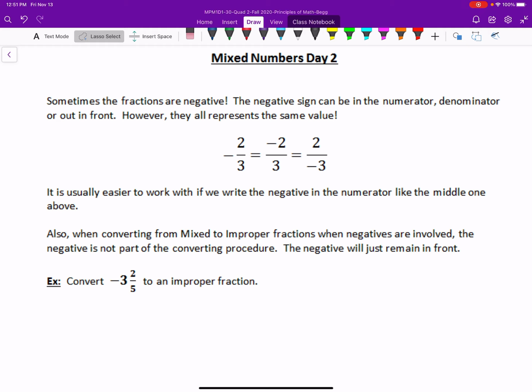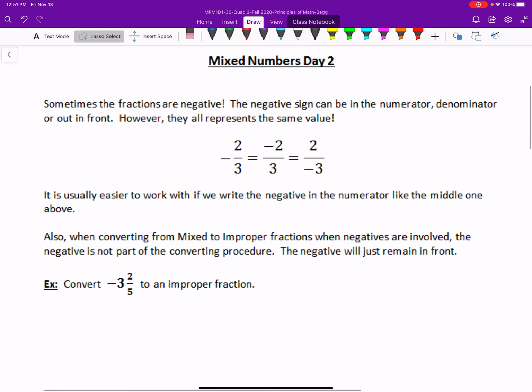I already touched upon that in the last video. It wasn't a negative fraction, if you've seen it recently or if you saw that lesson, but we had a -3. So just dealing with negative numbers in general is important. The negative sign can be in the numerator, the denominator, or out in front. However, they all represent the same value. So -2/3 is the same as -2/3, and that's exactly the same as 2 over -3. As long as there's one negative sign anywhere in a fraction, it's negative overall.